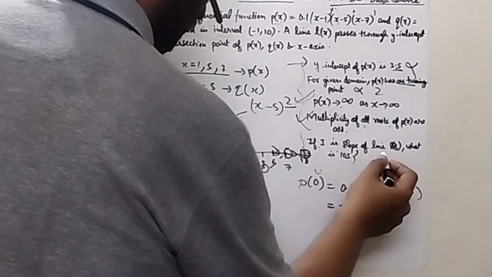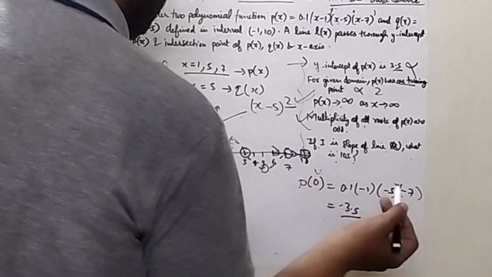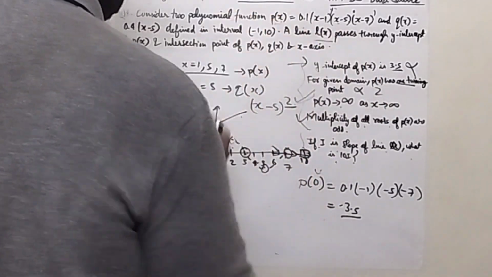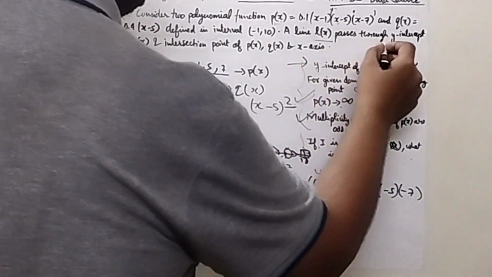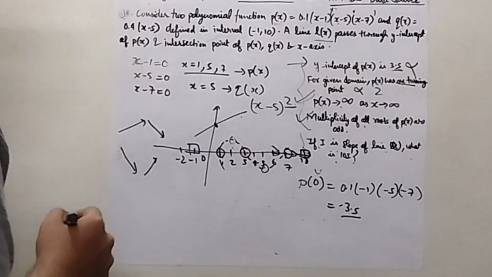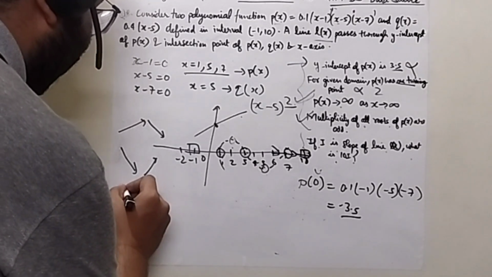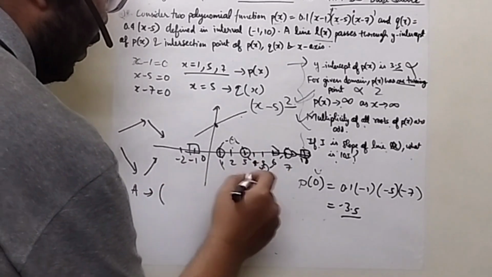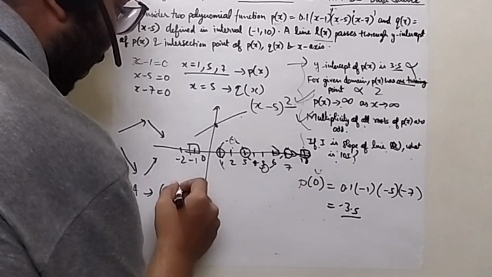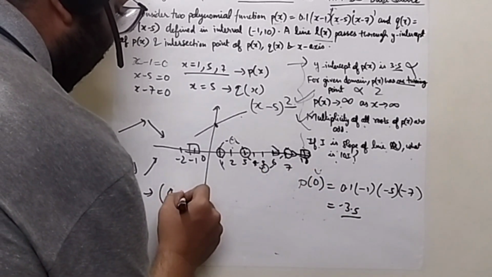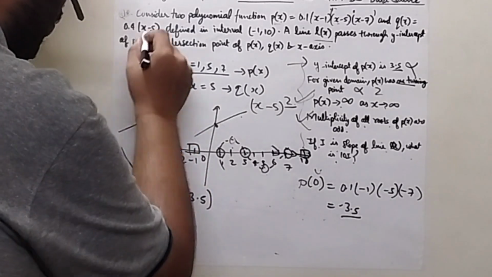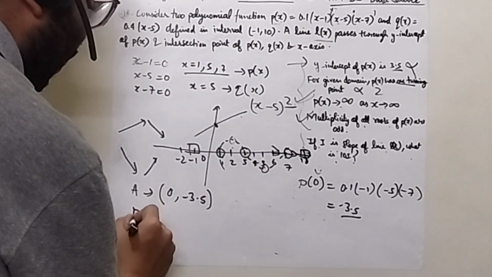Now, if θ is the slope angle of the line L of x, what is tan θ? For that we need to find the line L of x. It is given that it passes through the y-intercept of p. So for the y-intercept point, let's name it A. Where is the y-intercept? It is minus 3.5. So its coordinates are 0 and minus 3.5. So this is one point of L of x. Where is the other point?